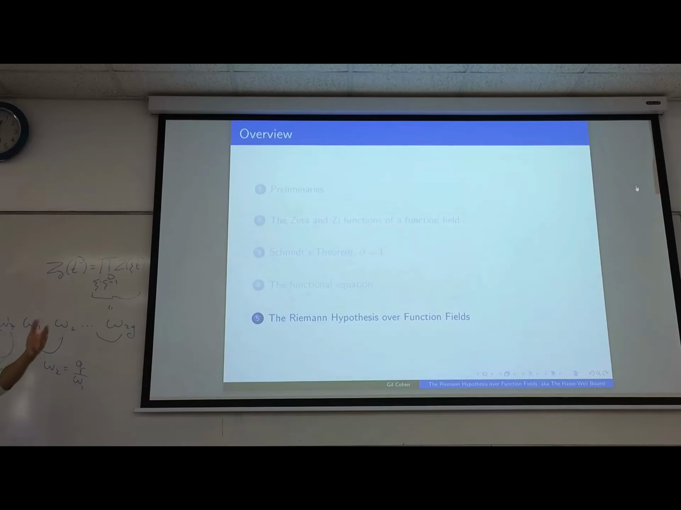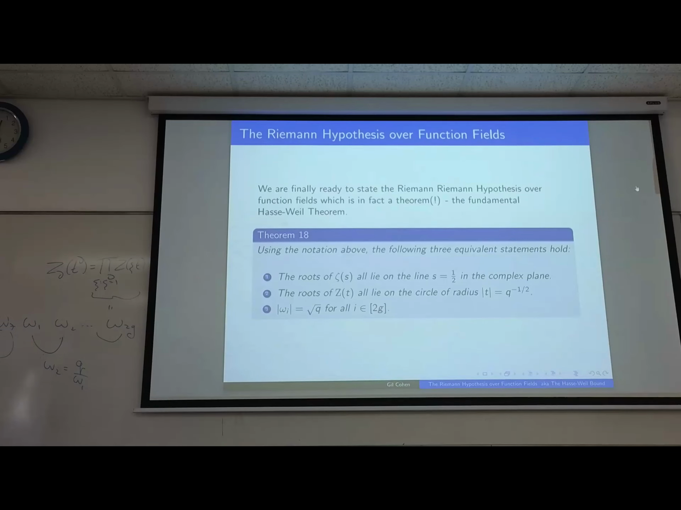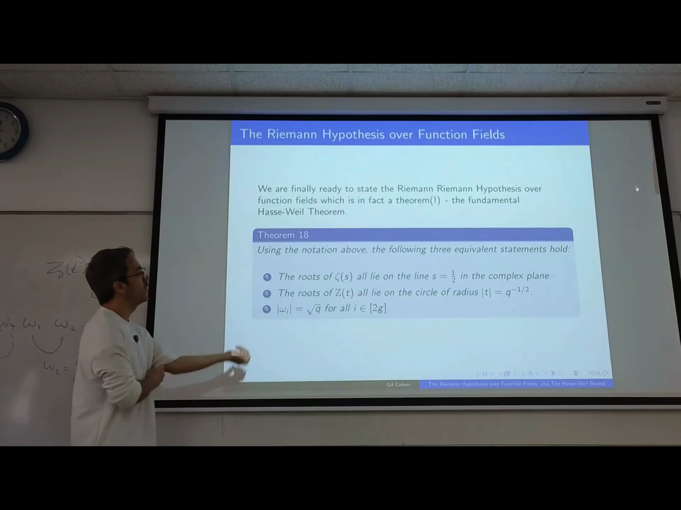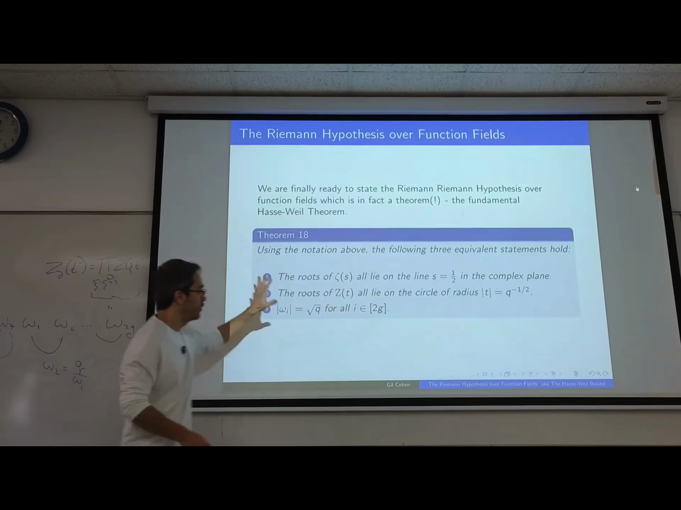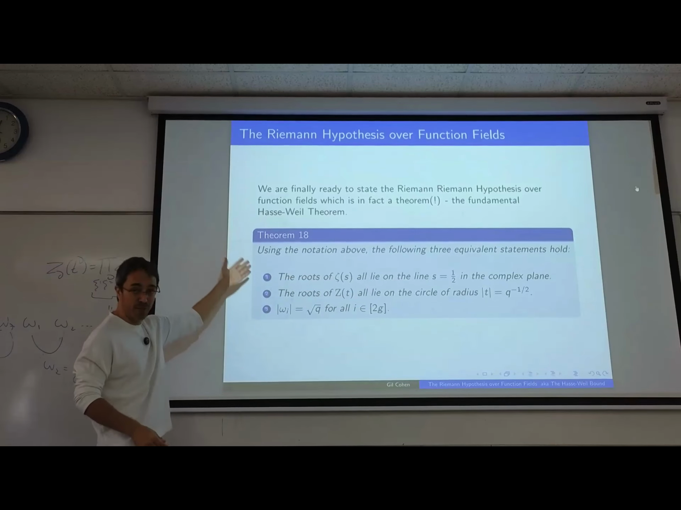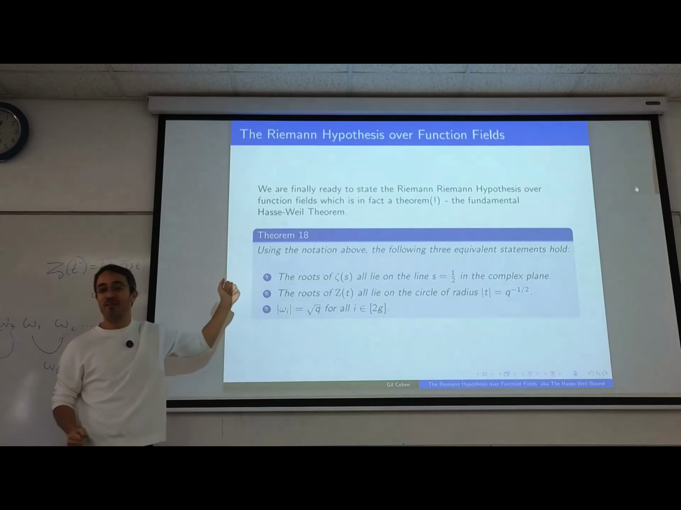It takes time just to get there. So this is the Riemann hypothesis, which is a theorem. It's the Hasse-Weil theorem, the Hasse-Weil bound. It tells you that the following three conditions are the same, and all of them hold. It's a big theorem. I'm not going to prove it in 25 minutes.